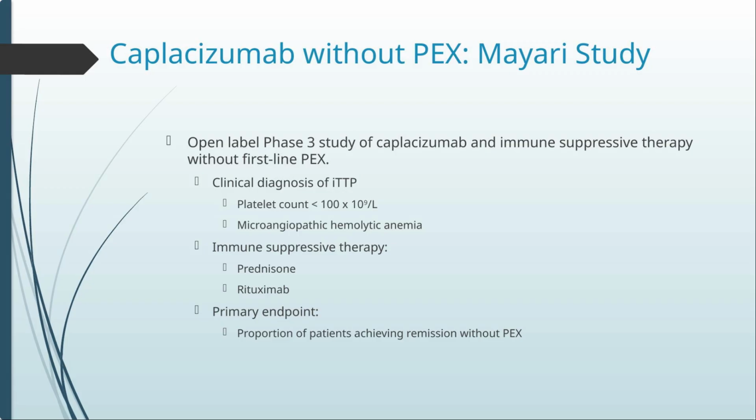Patients were excluded if they had severe neurologic or cardiac damage. So again, no plasma exchange was necessary, but investigators could administer it if there were signs of clinical deterioration in the patient and they weren't improving. The primary endpoint was the proportion of patients achieving remission without plasma exchange.